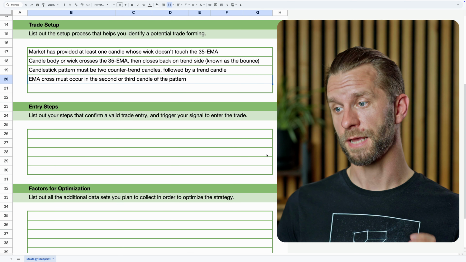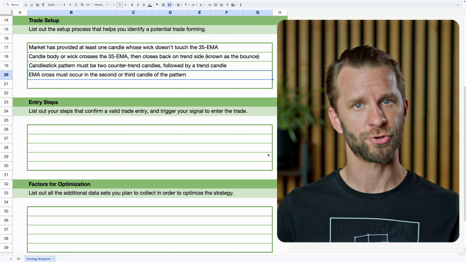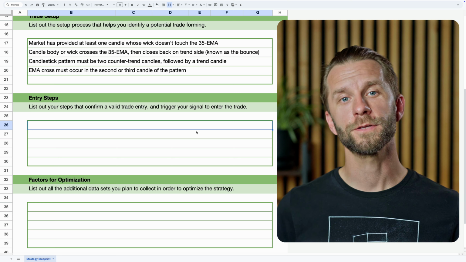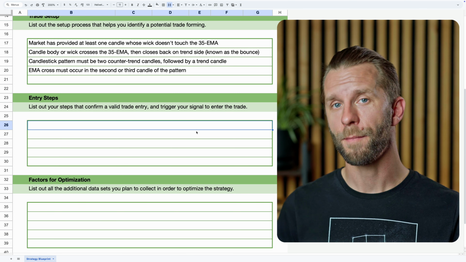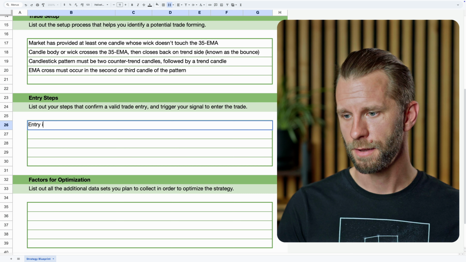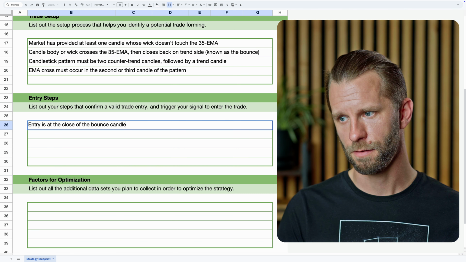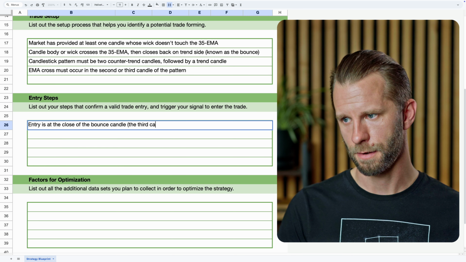Now we move on to entry steps. List out your steps that confirm a valid trade entry and trigger your signal to enter the trade. This is where things are going to get a lot more specific. First of all, I'd like to identify where I'm actually going to enter the trade. So for here, I'm going to say entry is at the close of the bounce candle, the third candle.